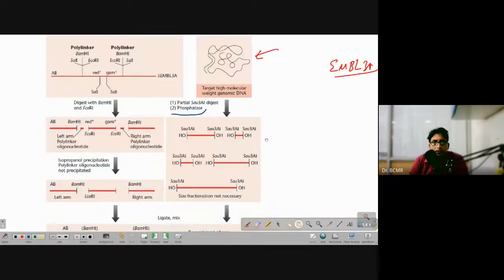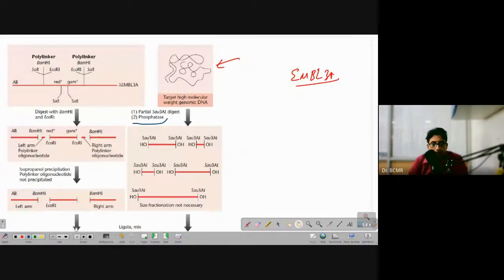Okay, in the last class we discussed that one of the objectives of a genomic library is that we want to know about the whole genome, right? At different places we may have A, B, C, D, E. We want to know how many genes there are, or all the genes.